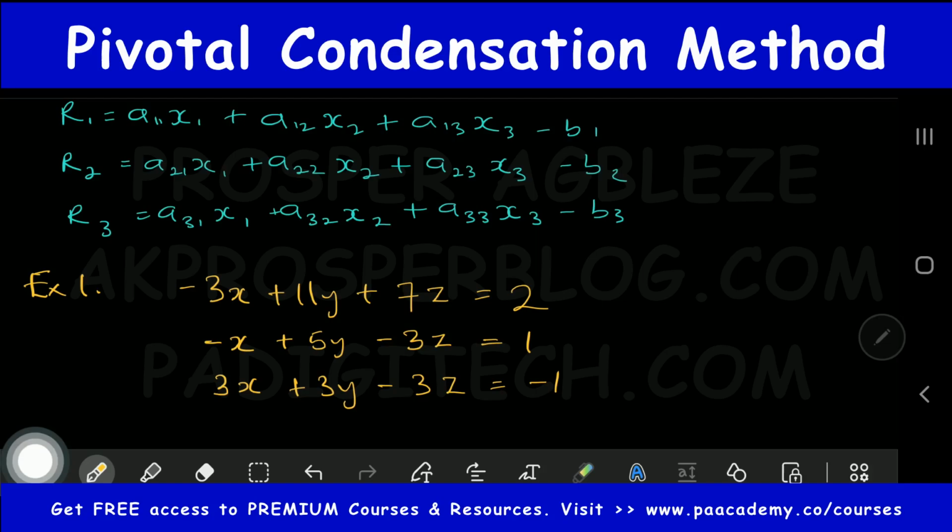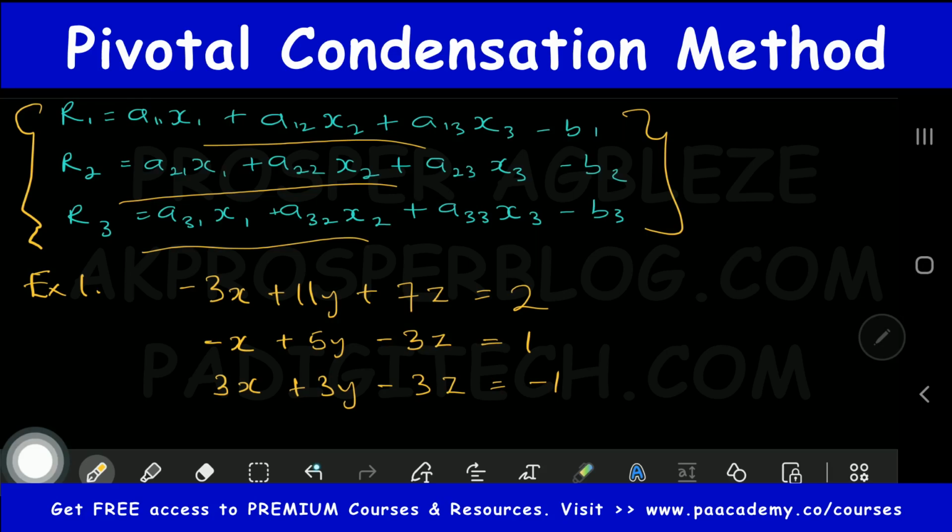Alright, so now let's look at this pivotal condensation method. If you look at what we have here, this part where R1 equals all of this, R2 is this, and R3 is this. Basically that R means residual, and when we look at the example, you will understand what it means.